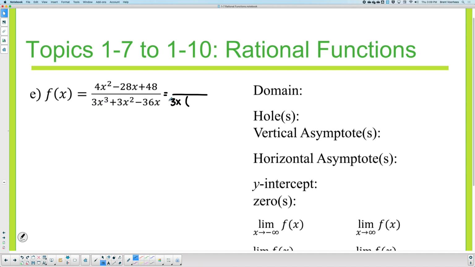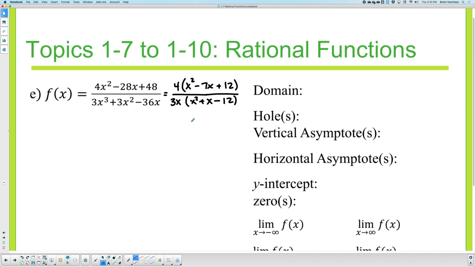And when I do, I'm going to have left over x squared. So my GCF is 3x. Now I'm going to get x squared plus 3x squared divided by 3x is x. And then negative 36x divided by 3x would be negative 12. So there's the denominator, and now up here I have a GCF. It looks like 4 goes all the way across. I could divide out 4 and I'd be left with 4x squared minus 28 divided by 4 is 7. And then 48 divided by 4 is 12.